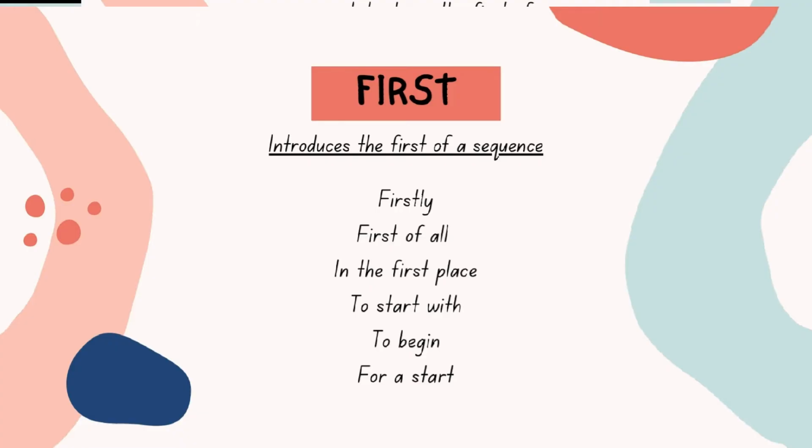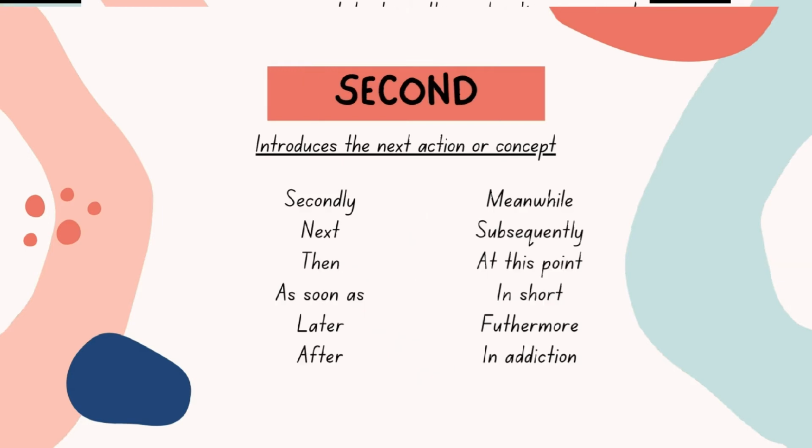There are a few sequence connectors that can be used. First, use it to introduce the first of a sequence. For example, we have firstly, first of all, in the first place, to start with, to begin, and for a start.